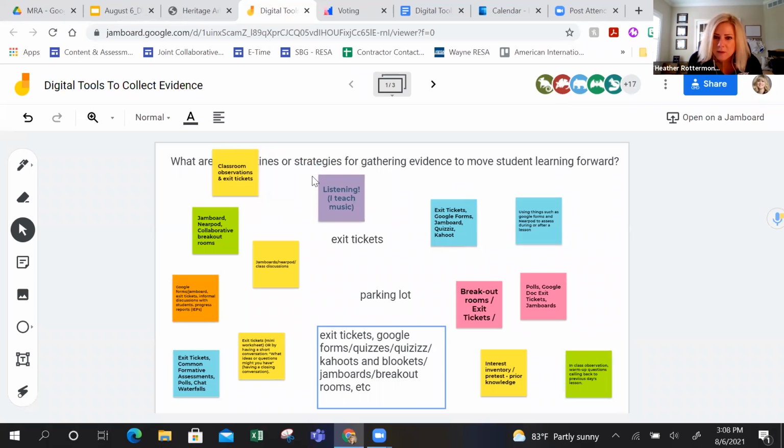So I love this. Interest inventories, pre-tests. Okay, prior knowledge, this is great. I'm seeing a lot of exit tickets. Okay. Jamboards are great tools to use. Nearpod, collaborative breakout room spaces so kids can engage in discussion. I'm excited to see Google Forms and how it can be used in different ways. This is excellent. And then our music teacher, yes, listening. This is a great technique.